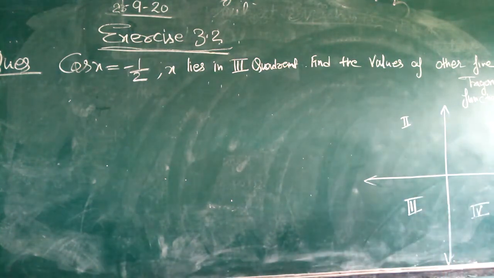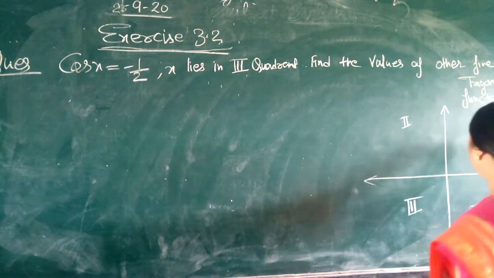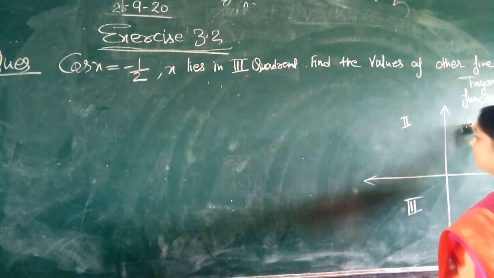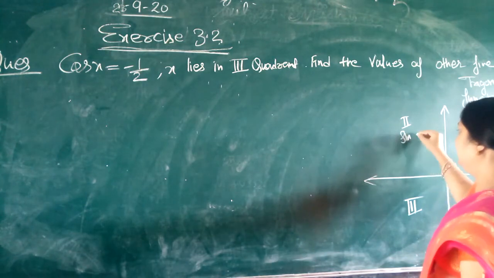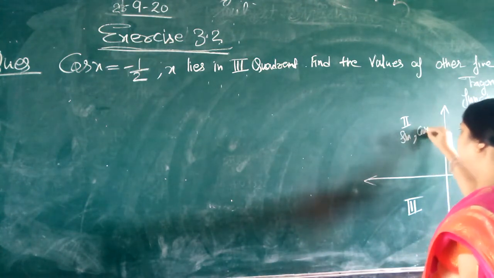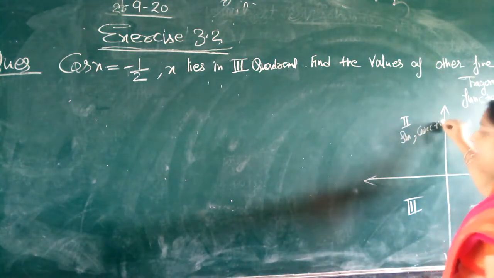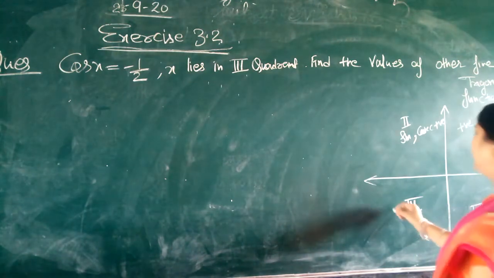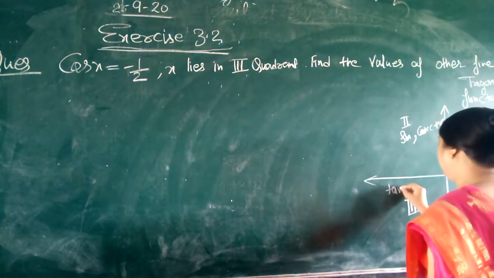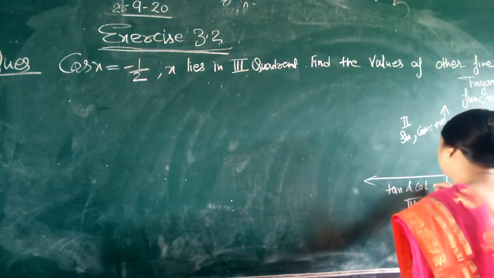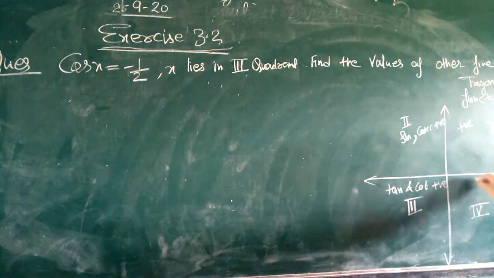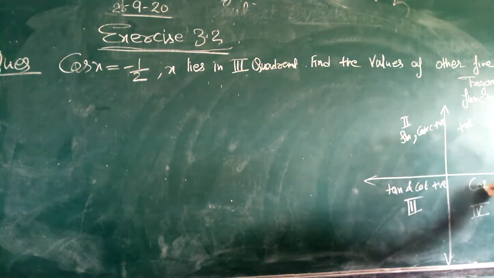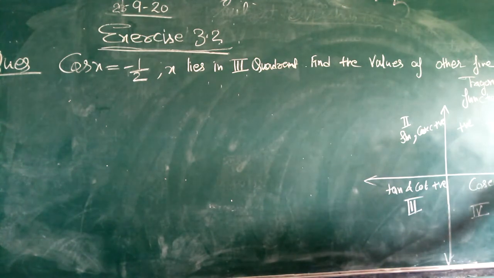And I told you earlier, in the first quadrant all trigonometric functions are positive. In the second quadrant sin and cosec are positive and the rest are negative. And in the third quadrant tan and cot are positive, the rest are negative. All Sugar To Coffee. And here in the fourth quadrant cos and sec are positive, the rest are negative.